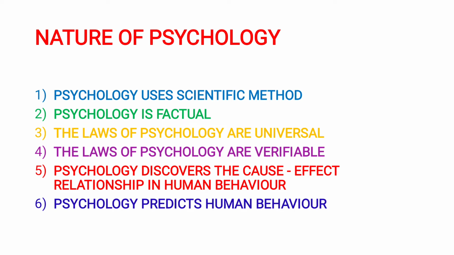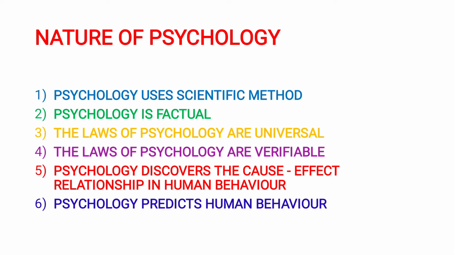So psychology uses what method? The scientific method. Psychology is factual, so it studies the facts of behavior. Psychology studies the facts or information of behavior. So psychology is not only studying values, but the values are considered here as facts or information. The psychologist is objective in his observations as well as experiments. So psychology is factual. You are studying the facts of behavior.